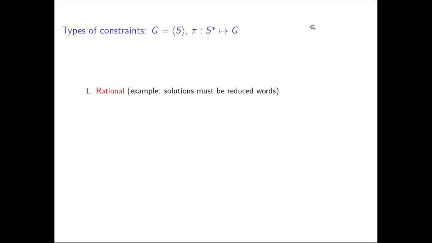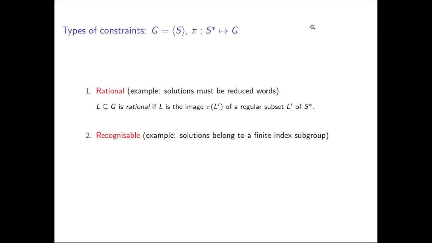Now, there are a few kinds of important constraints. I think the most known and used is rational. Here I have the definition: I have a group G generated by set S, take the natural projection. A set L in the group is rational if it comes from a regular language in the generator set. Don't worry about definitions if you don't want to, but saying that solutions must be reduced, that's a rational constraint.